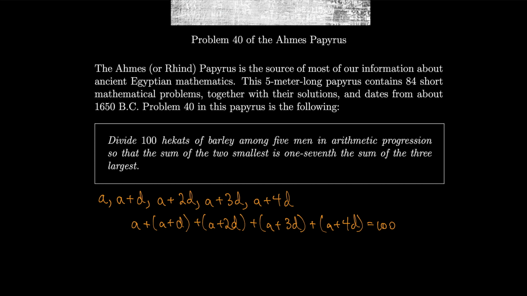And simplifying, we'll get that 5a plus 10d is 100, but we also have this other criterion that the sum of the two smallest is 1/7 of the sum of the 3 largest. So let's write that out too. We'll take 1/7 of the 3 largest, so that's a plus 2d plus a plus 3d plus a plus 4d. And that must equal the sum of the two smallest ones, so it's a plus d.